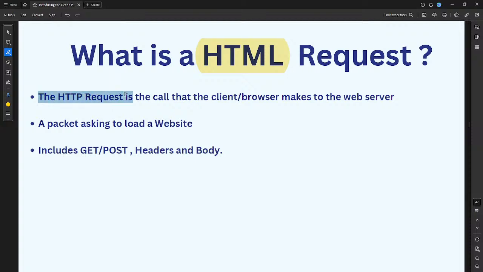The HTTP request is the call that the client or the browser makes to the web server, right? And of course, it contains a packet asking, okay, I want to visit this page, I want to visit google.com. Now, included in that packet will be a get, post, headers and body.